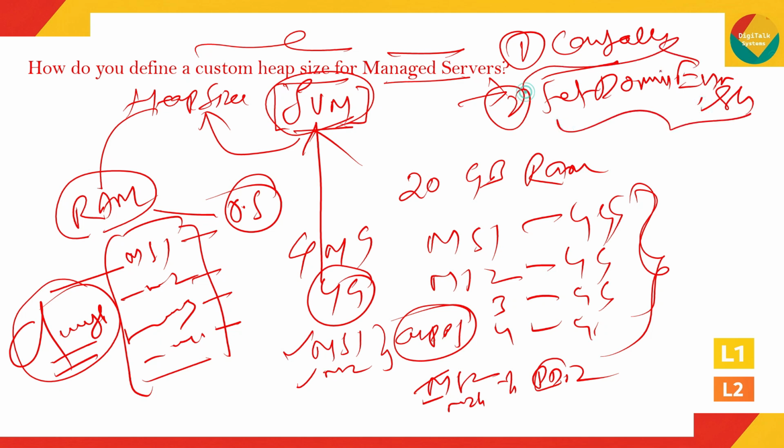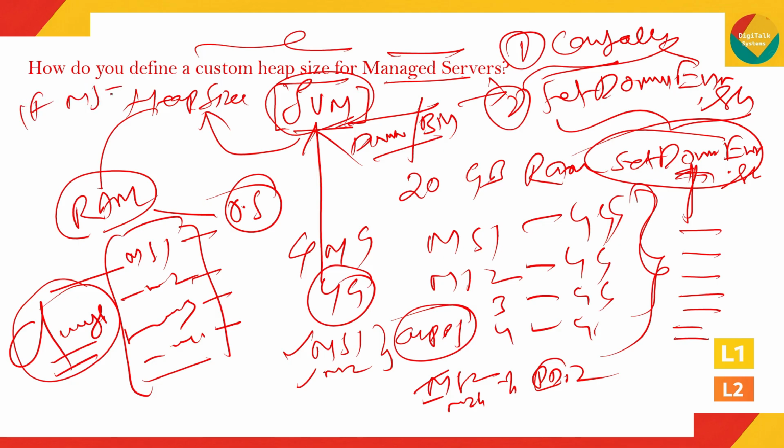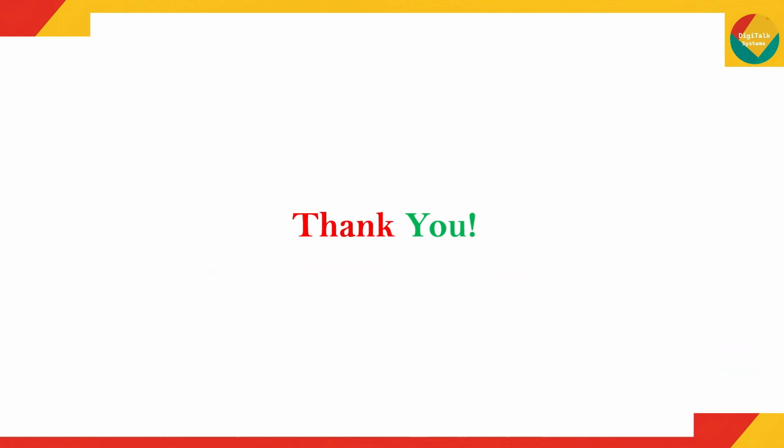This is again a very important environment file. Let me write the name again, which is setDomainEnv.sh, and the location is inside your domain, in the bin folder. So here you will have a file, and in this file you can specify the custom heap size for each and every server. For that, you need to add a separate section. Like if the managed server name is ms1, then what is the heap size? If the managed server name is ms2, what is the heap size? This way, we can define the custom heap size in the setDomainEnv file.